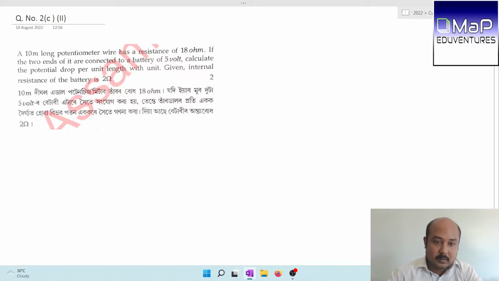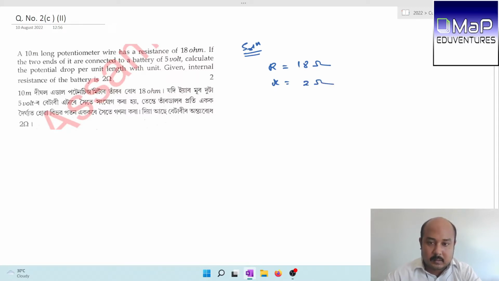Okay, so first of all I begin with the given data. We have the external resistance, which I denote by R, equal to 18 ohm, and the internal resistance of the battery is 2 ohm. Okay, and then the EMF is 5 volt, and the length of the wire is given as 10 meter. Nothing else is given, only this much data.